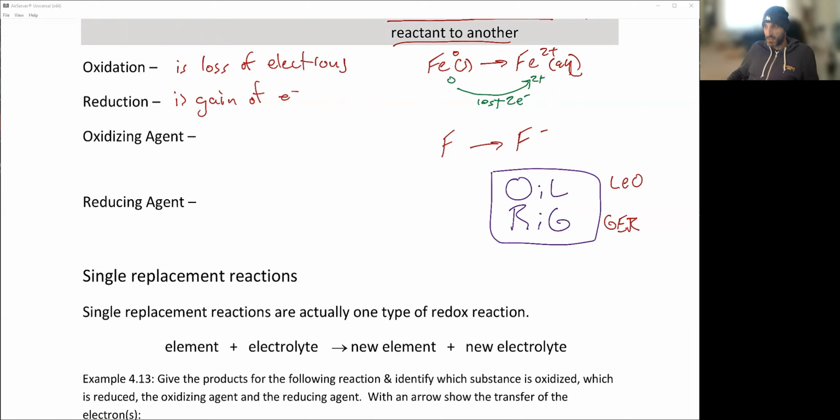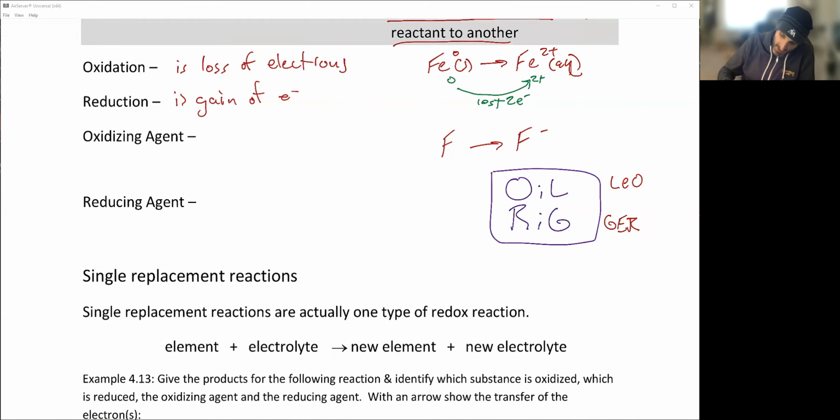Loss of electron is oxidation, gain of electron is reduction. However you want to do it, it's an easy way to memorize it. And so, oxidizing agent and reducing agent. This is a little bit strange. So let's just take a look at oxidation and reduction. One is losing, one is gaining.